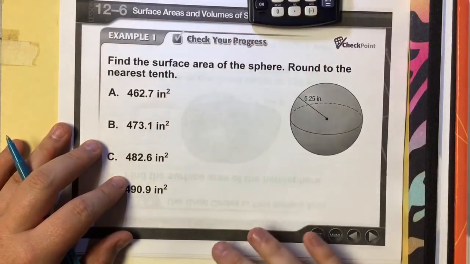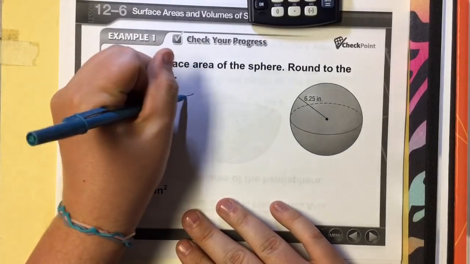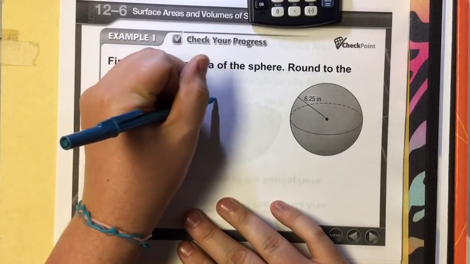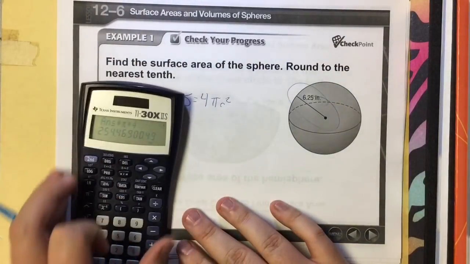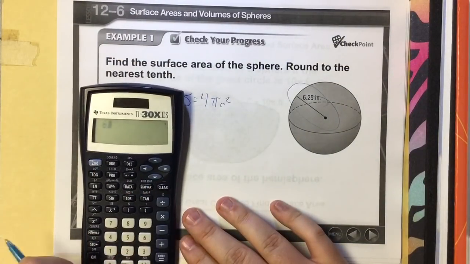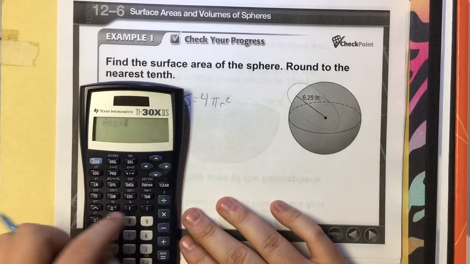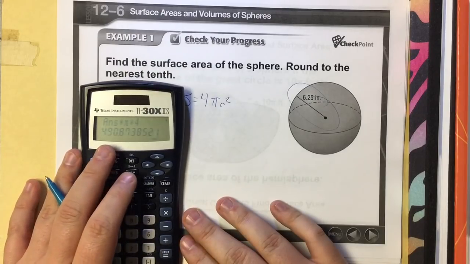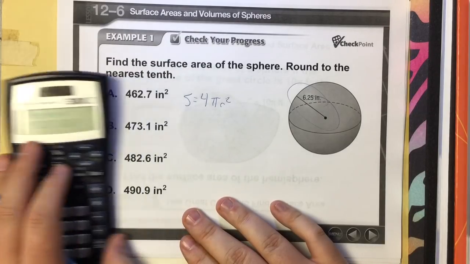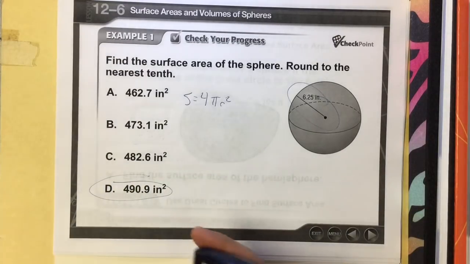Here's another one. Find the surface area of the sphere, round to the nearest tenth. We have surface area is equal to 4 pi r squared. Looking at 6.25 for r, so I do 6.25 squared times pi times 4. I get 490.9 when we round to 1. 490.9. D is our answer.